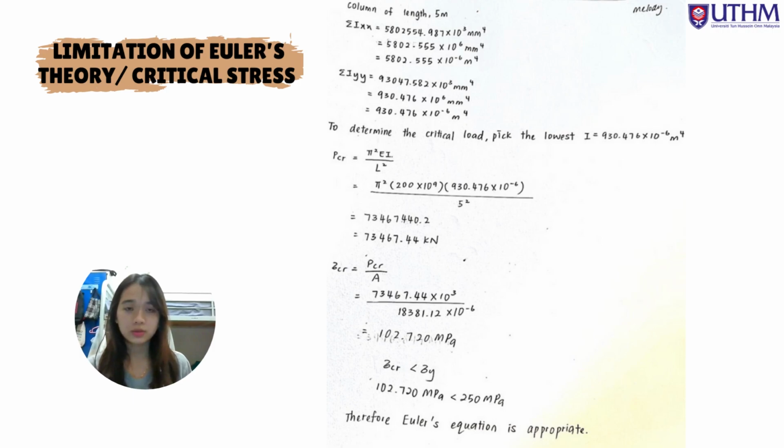In order to calculate the critical or maximum axial load, we need to use pi squared EI over L squared, which gives the answer 73,467.44 kilonewton. The critical stress we get is 102.720 megapascal, which is less than 250 megapascal. So Euler's equation is appropriate.